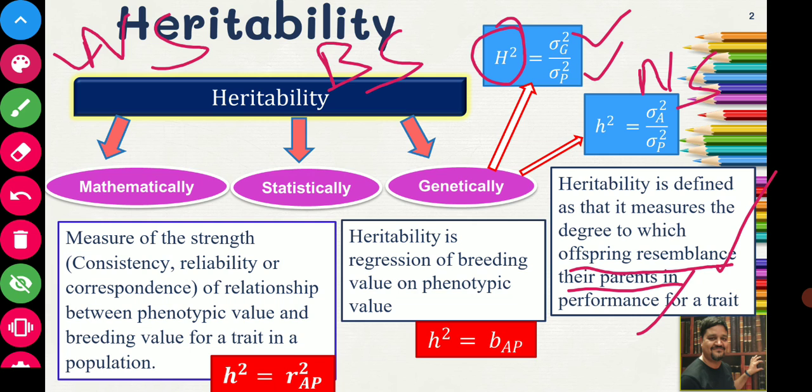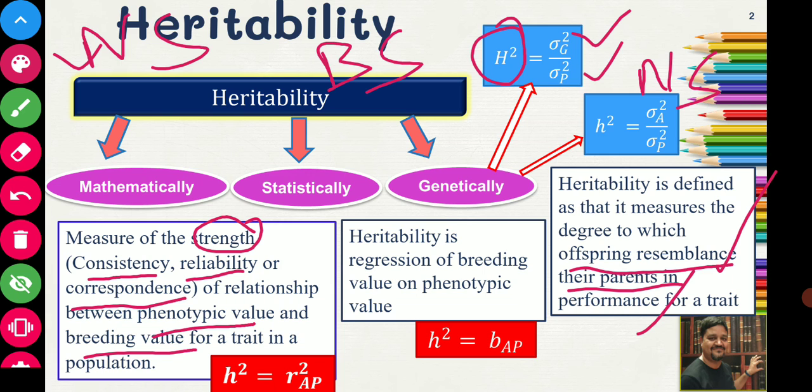Similarly, mathematically, heritability is a measure of strength. Strength of what? The strength of consistency, reliability, or correspondence. So it is a measure of the strength of relationship between phenotypic value and breeding value. You have to remember, it is the measure of strength of association between phenotypic value and breeding value, and we are measuring strength in terms of consistency, reliability, or correspondence.